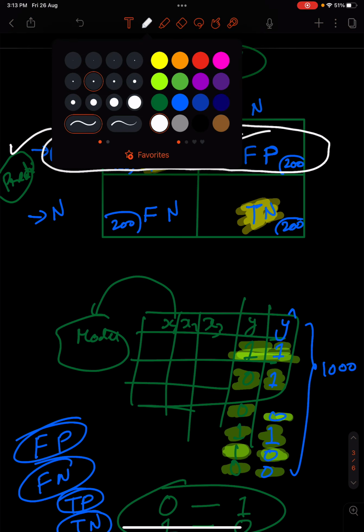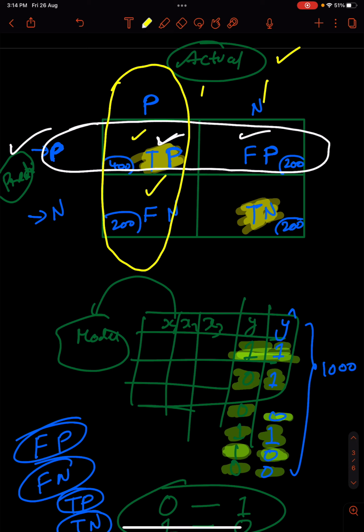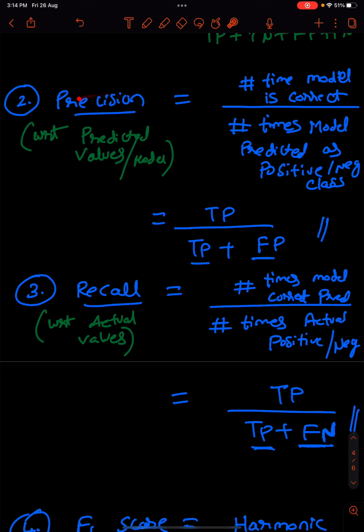And when somebody asks about recall, that is with respect to actual values. So that would be on the column side, because actual values are in the columns. Here you can just add this plus this. That will give you the total actual positives, which is the denominator. The numerator will be correct predictions, that is true positive. So recall is true positive by true positive plus false negative. Precision is true positive by true positive plus false positive. The only difference between the two is that you have false positive for precision and false negative for recall. That's it.